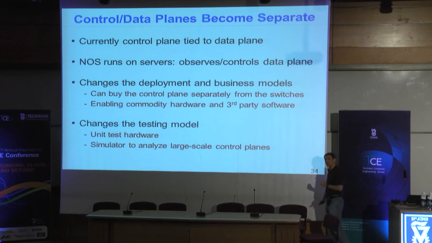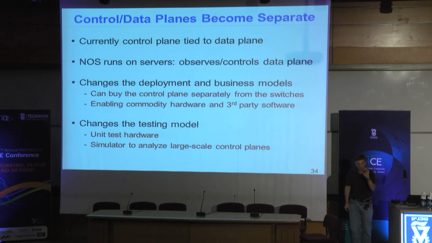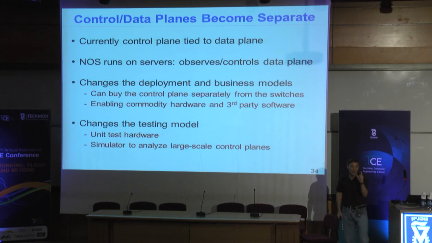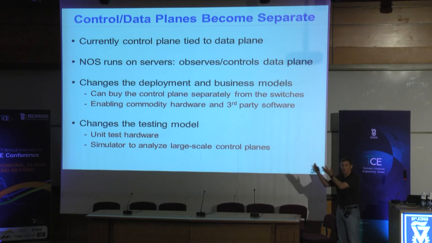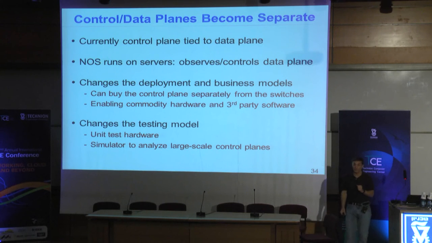It also changes the testing model. Right now, how do you test large-scale networks? We buy a bunch of equipment, you put it into a humongous lab, and you have people unplugging wires and plugging them back in to try and simulate what a large network would do. Here, what you say is we have a clean interface, and we know exactly how the hardware is supposed to behave because we've got an interface that all hardware is supposed to support. We do unit testing on the hardware to make sure that it does the right thing. And then we do large-scale simulations of the control plane that's in software. Much better testing than we can do today.